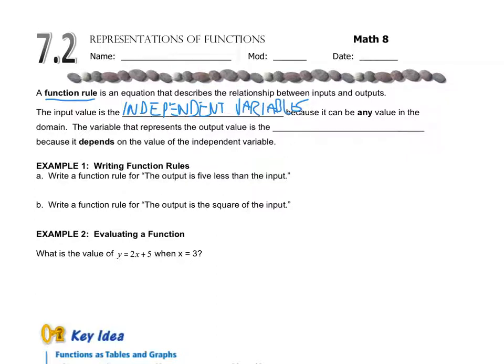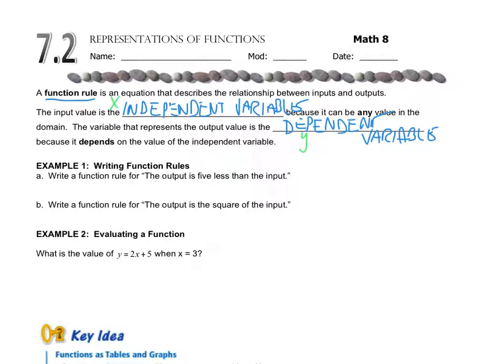The variable that represents the output value is called the dependent variable, because it depends on what the independent was. So again, independent, let's put a little note here, the independent is the x value, the dependent is the y value.